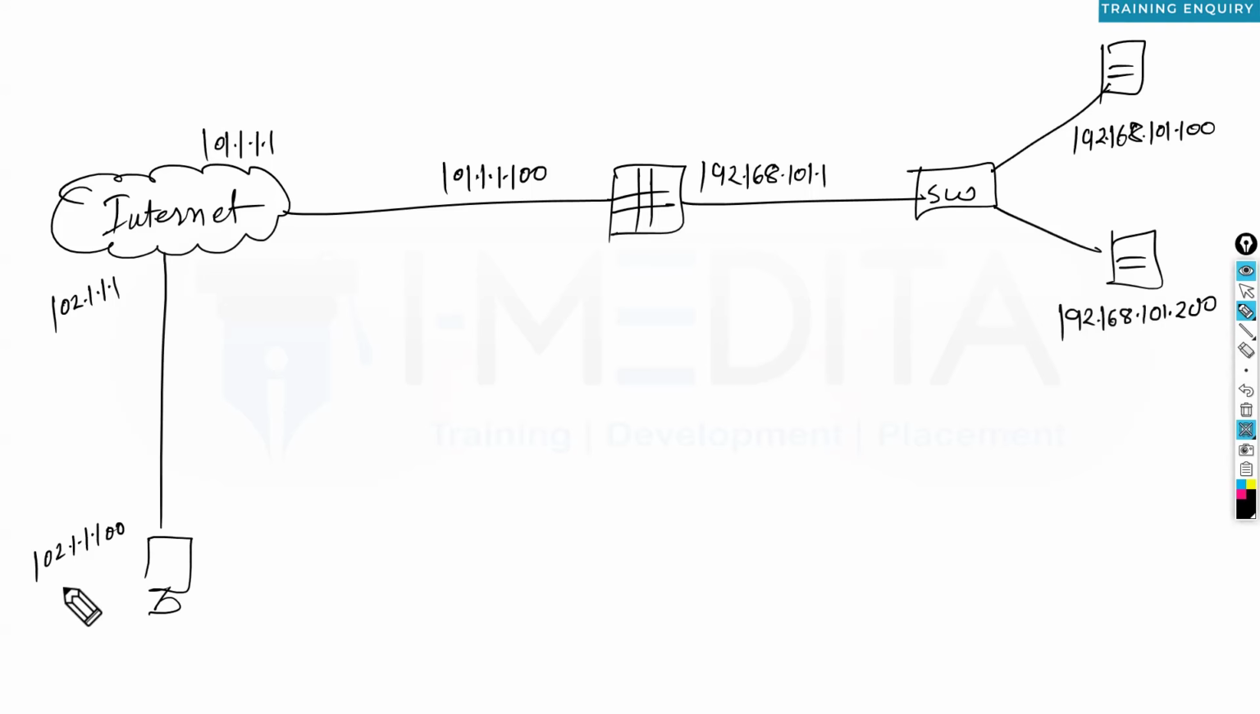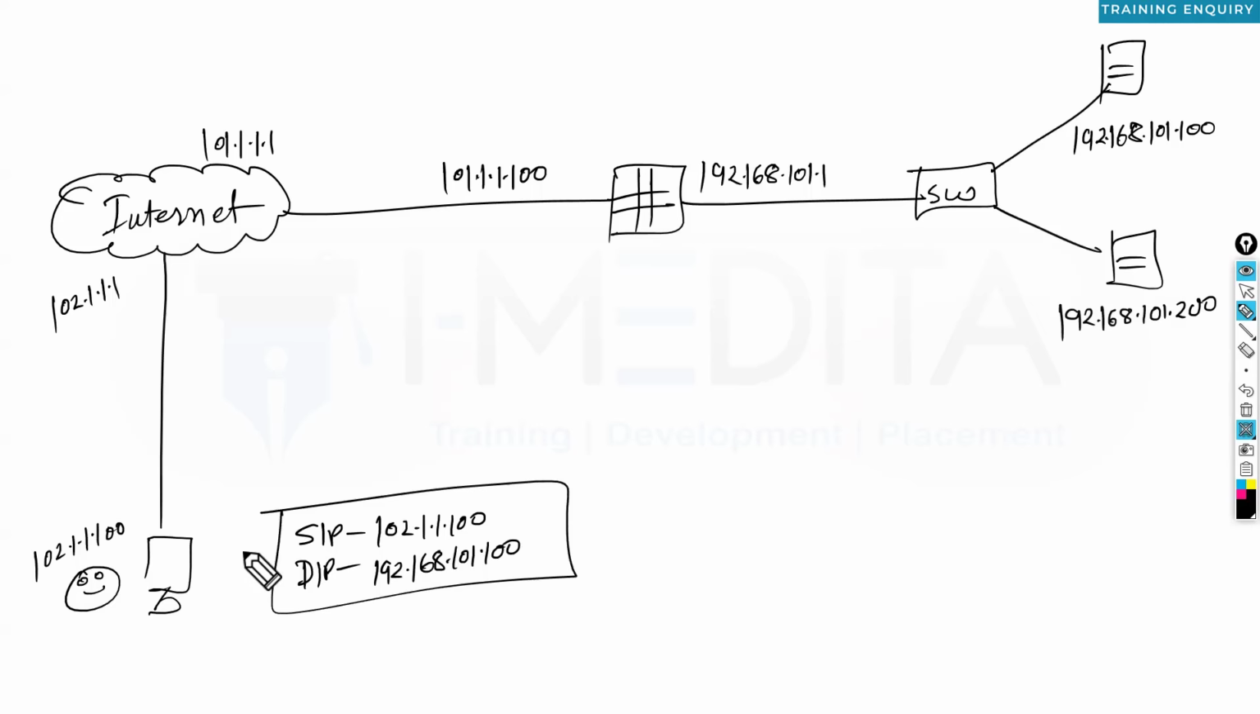Now this remote user wants to access internal resources of a company using its PC. The user will generate a packet with source IP 102.1.100 and destination IP 192.168.101.100. Such a packet will go to the internet.